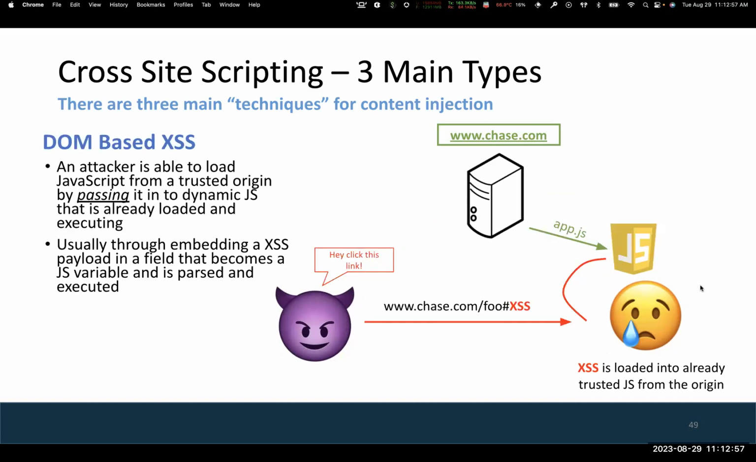The third type of XSS that you need to understand is the DOM-based XSS. And this is why Paul talked about the DOM in the beginning in the Web 101 portion. I'm happy to see in chat that folks responded that you're familiar with the DOM and have been learning it through this course. That's great because this will make it easier for you to understand DOM-based XSS. An attacker is able to load JavaScript from a trusted origin by passing it into dynamic JS that is already loaded and executing, right?